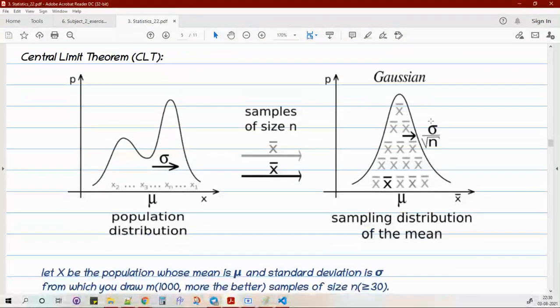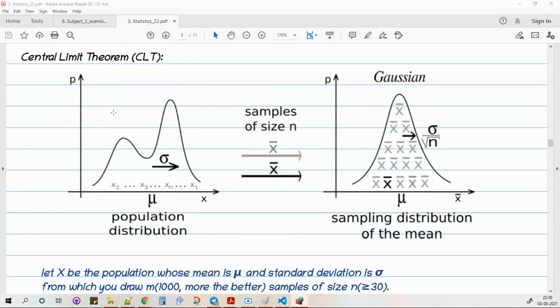See, this sigma divided by root n. So let's say I applied this CLT on this data, right? And after taking all the mean values, I got some Gaussian distribution whose mean is similar to the population distribution, right?